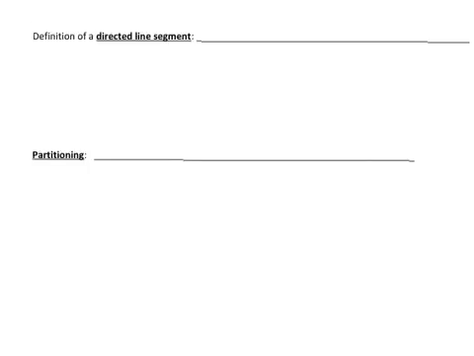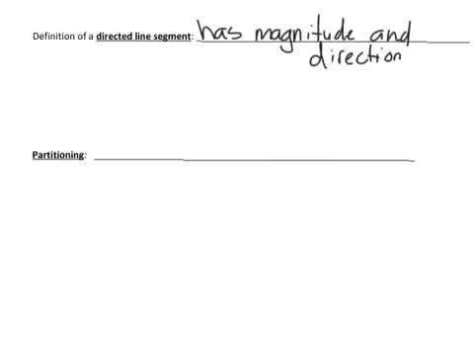In this lesson, we're going to use coordinate geometry to divide a line segment up proportionally, and it's typically called partitioning a line segment. So we're going to start off with a couple definitions. A directed line segment has both magnitude and direction. So it's also called a vector, but in this unit we're going to call it a directed line segment. That means it has a beginning and an end.